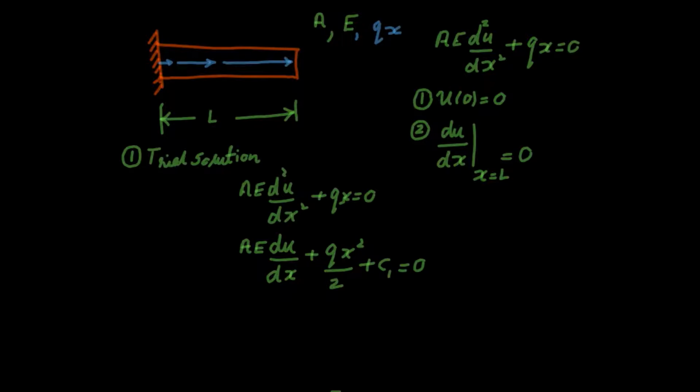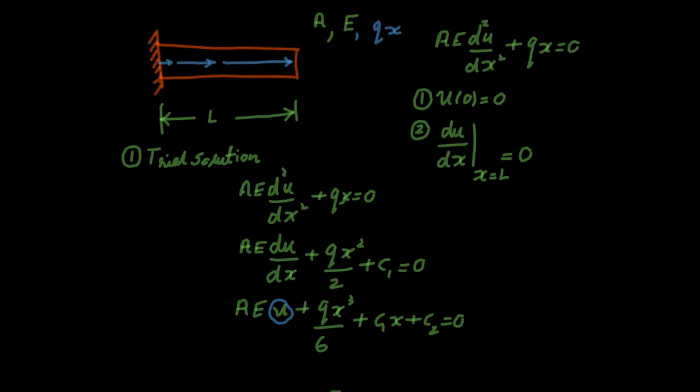Now integrate this equation again. It is AE into u plus q into x cube over 3 times 2, which is 6, plus c1x plus c2 is equal to 0. I'm interested in finding u. So I'm interested in finding this particular u. So I'm going to do it in one go. I'm going to take every other term to the right hand side in order to find u. So let me do that in the next step.